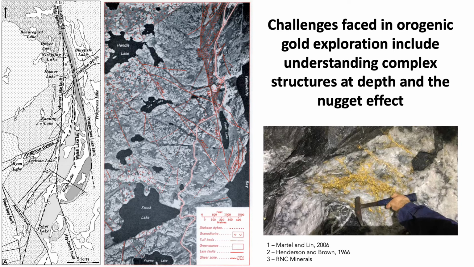So we know we need multiple generations of faults, but one challenge is when we look at the Yellowknife Greenstone Belt, there's a complex system of them, and some structures are mineralized while others are not. Another challenge is the nugget effect that is inherent to orogenic gold mineralization.